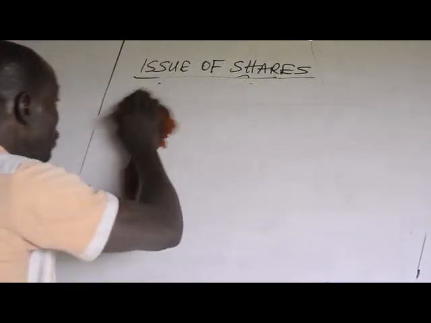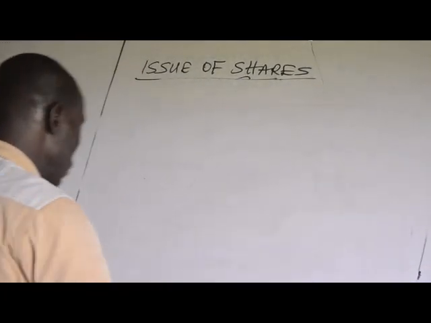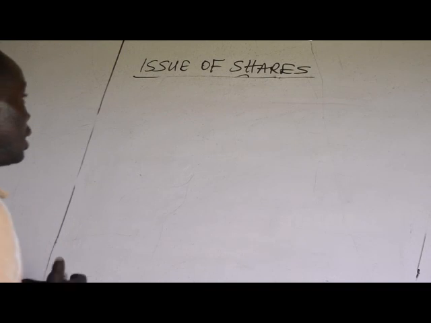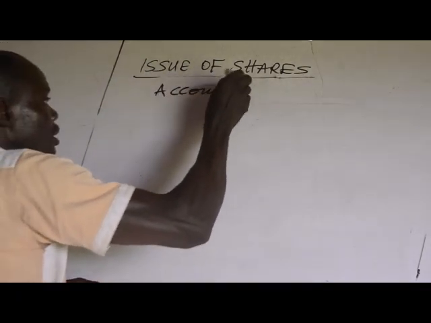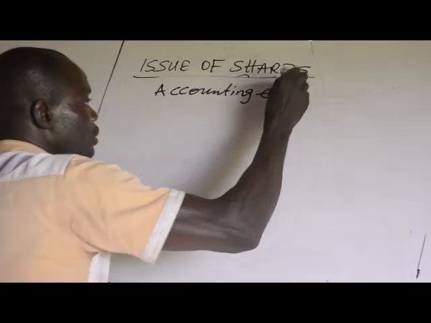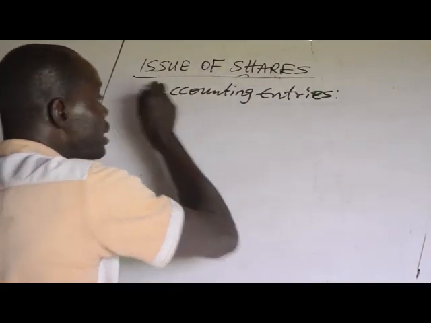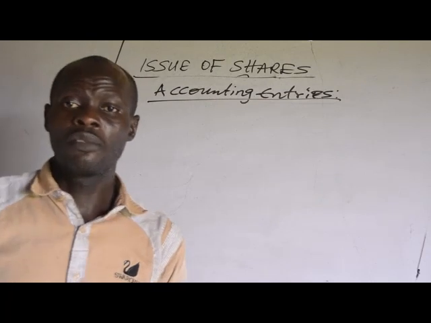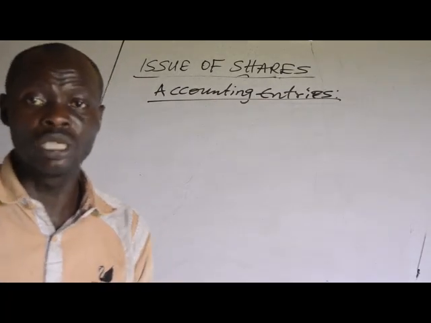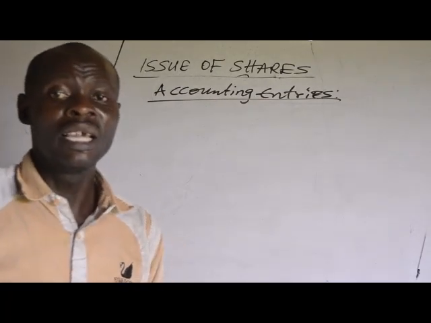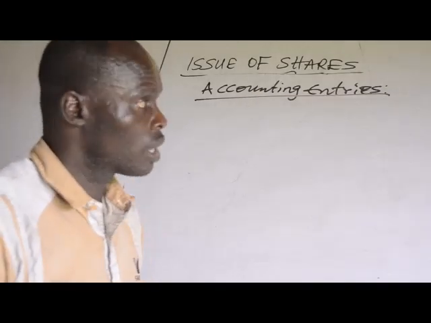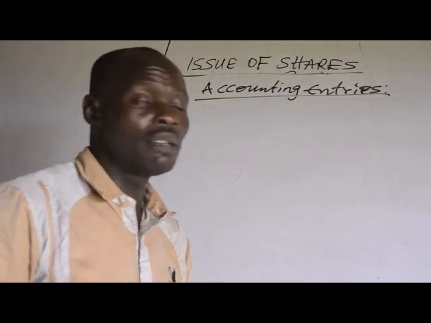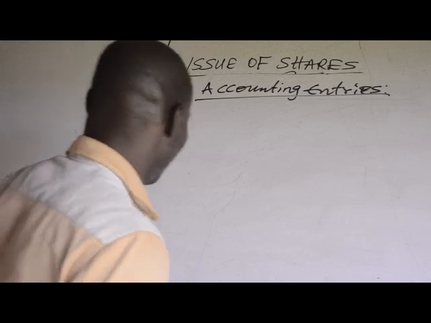Remember, the principle in use is the principle of double entry. Accounting entries. Double entry principle states that for every debit entry, there must be a corresponding credit entry, and vice versa. Remember, in line with the principle of double entry, we debit the receiver and credit the giver.